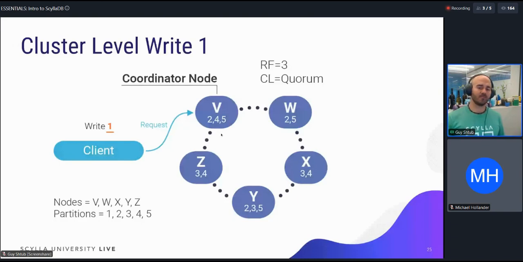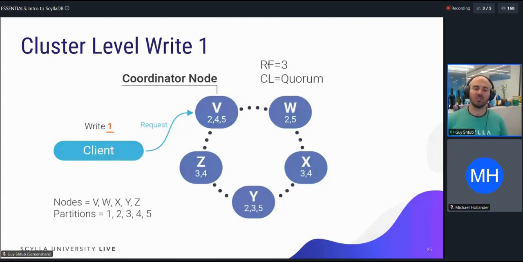So in this example, we have a cluster with 5 different nodes. These are the nodes V, Z, Y, X, and W. And the replication factor in this specific example was defined as 3. If you remember, the replication factor defines how many replicas or copies of each piece of data ScyllaDB is going to keep. And in this case, it was defined as 3 nodes.